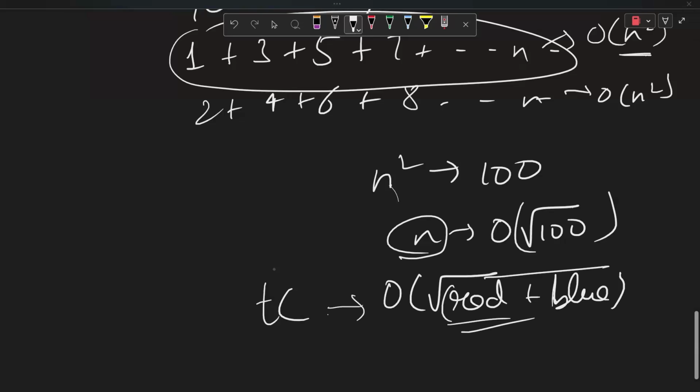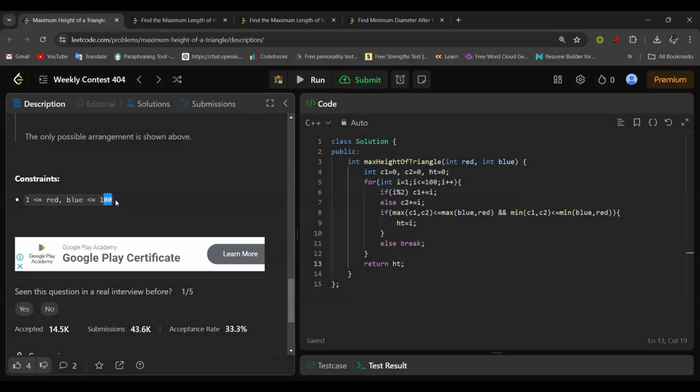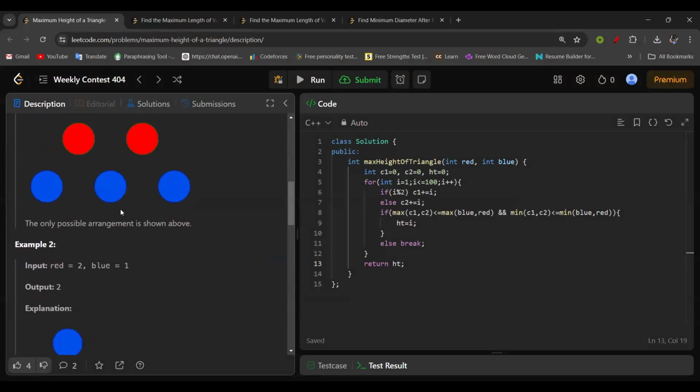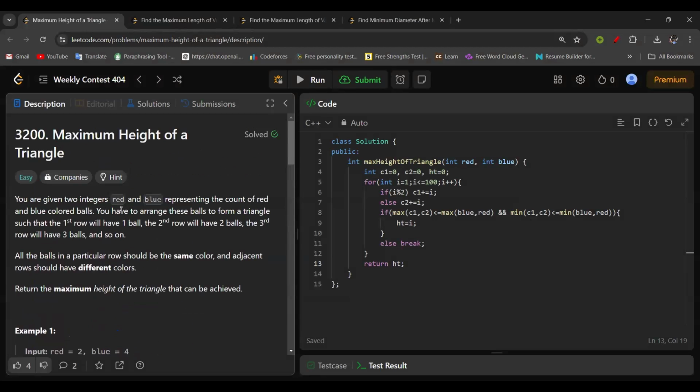Anyways, the red and blue are just 100, so you can even go up to 100 or cube of 100. It's accepted. So I hope the first problem is clear. Now we can move to the second problem.